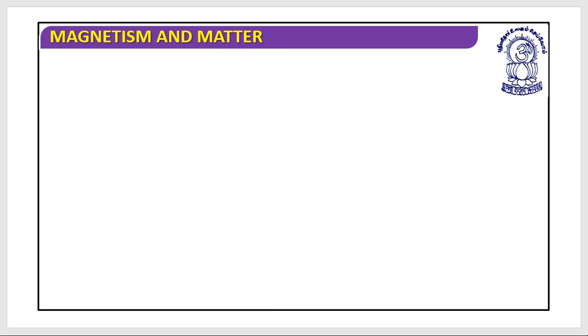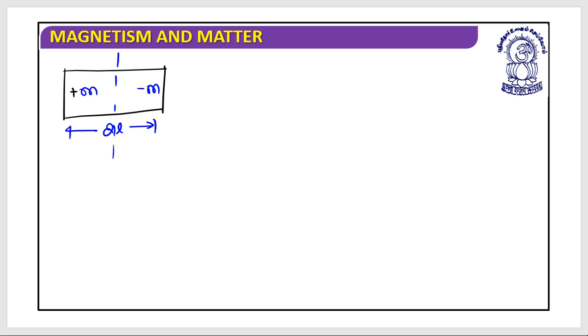Let's have a look. Suppose I have this bar magnet. This is plus m, this is minus m. This length is 2l, and it has been divided into two segments. So the magnetic moment of any one of the pieces, if we suppose this is m, which is equal to m into 2l, then m dash is equal to, you can see the length has been divided.